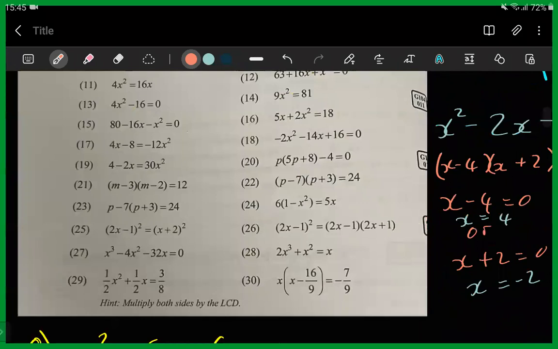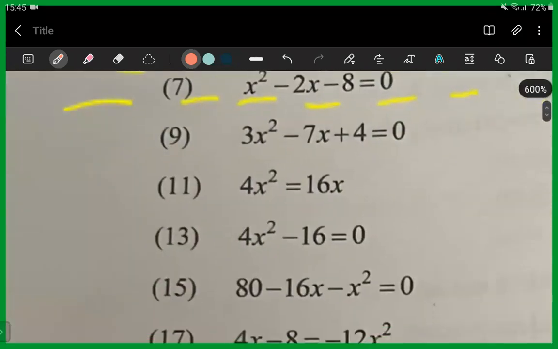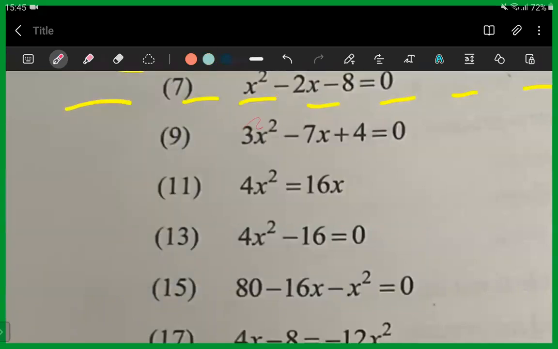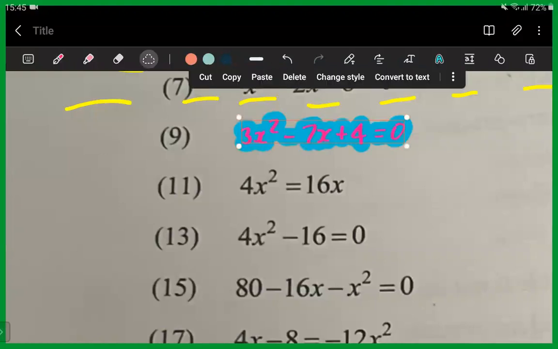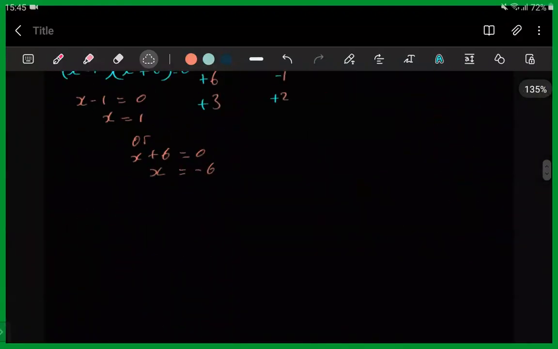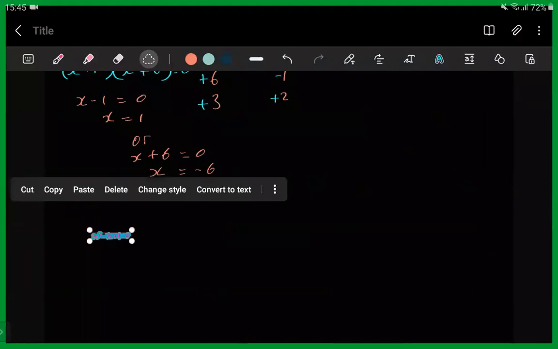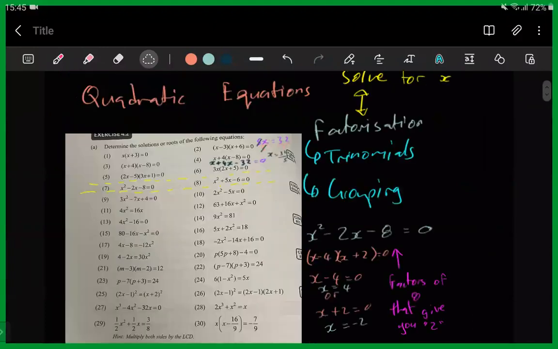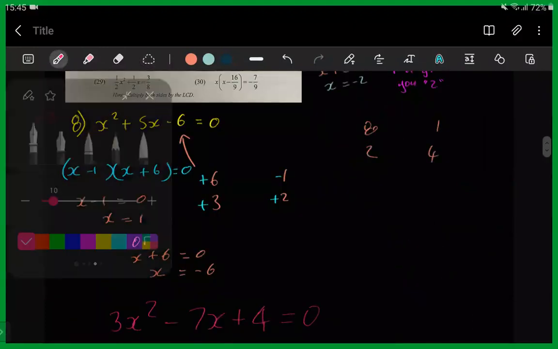So let's see here, 3x squared minus 7x plus 4 equal to 0. Let me just copy it here so that we can write it out where we have space. From here, let's cut, and then paste this thing here. Let's see what we can do, make this bigger. Okay, so this is question number 9.